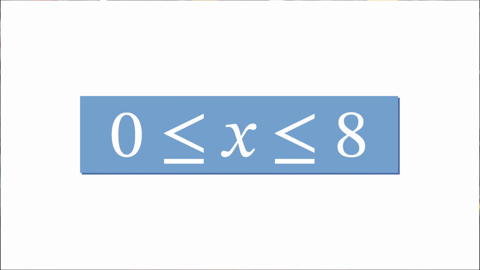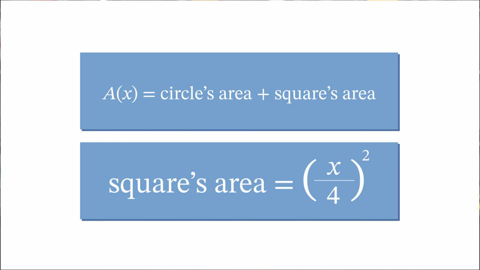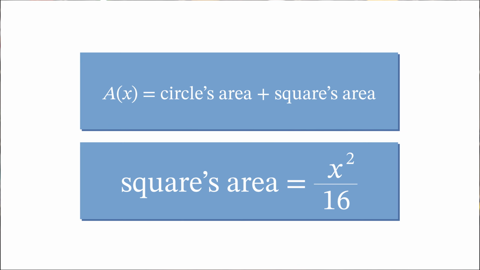We know that the total area must include the circle's area as well as the square's, so A of x will look something like this. A of x equals the circle's area plus the square's area. The area of a square is equal to its side length squared, and the side length of Lisa's square will equal 1/4 of x. So the square's area will equal x over 4, the quantity, squared, or x squared over 16.